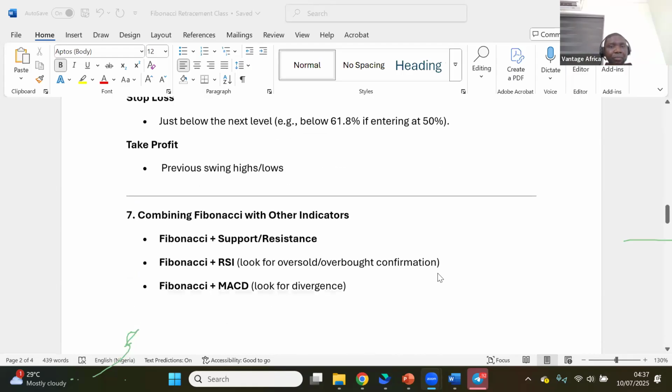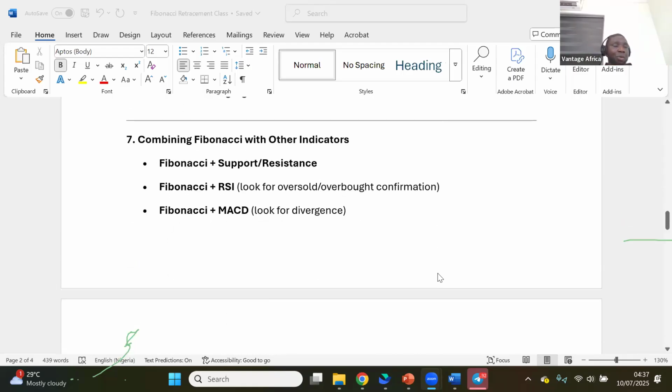Right? So we need to learn to combine Fibonacci with other indicators. Fibonacci plus support and resistance, very important. I just mentioned confluence or confirmation, very important. You want to be able to confirm what you're already expecting to happen. If you are getting confirmations for what you already expect to happen, that's very significant. Very significant, right?